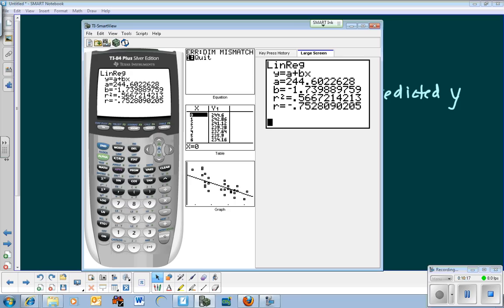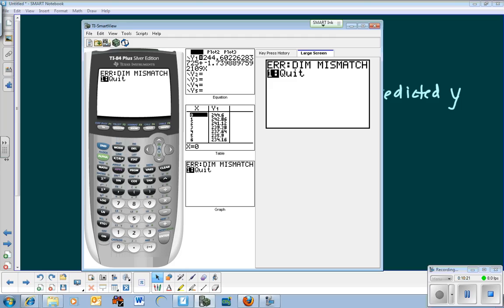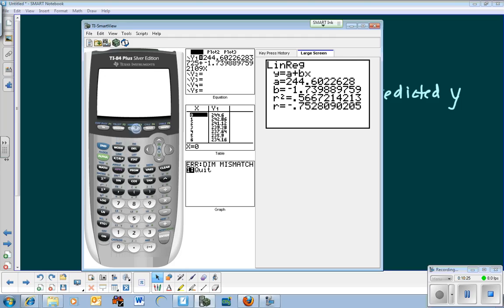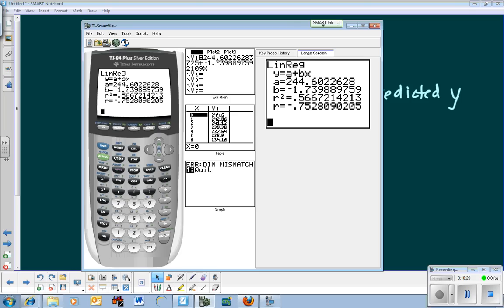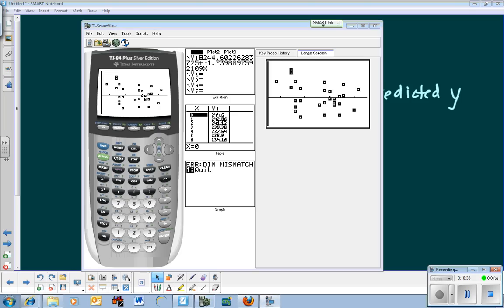I get this question all the time. Why does my calculator say dim mismatch? And almost always my answer will be, go to zoom 9. In this case, my residuals had the other point, the influential point, still in there, so I had to go back and take that point out. But here's the residual plot.